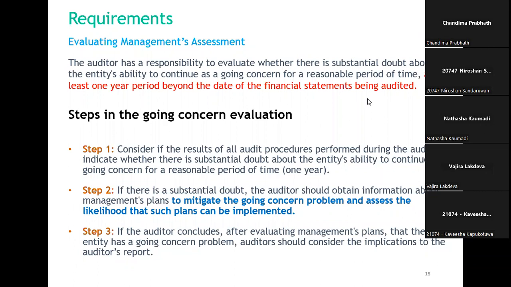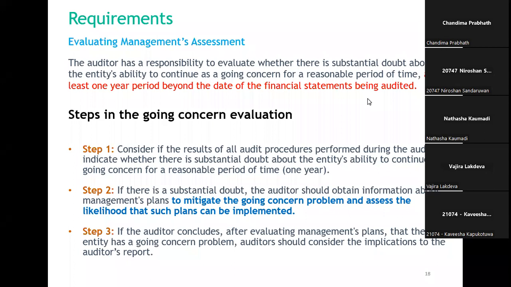Now, who is responsible to perform the going concern assessment? Management. So, what is the auditor's responsibility? To perform audit testing over the management assessment of going concern to obtain sufficient appropriate audit evidence whether the management use of going concern is appropriate or not. Step 1 is to consider if the results of all audit procedures performed during the audit indicate whether there is a substantial doubt about the entity's ability to continue as a going concern for a reasonable period, at least 1 year from the date of the financial statements. That is the risk assessment level.